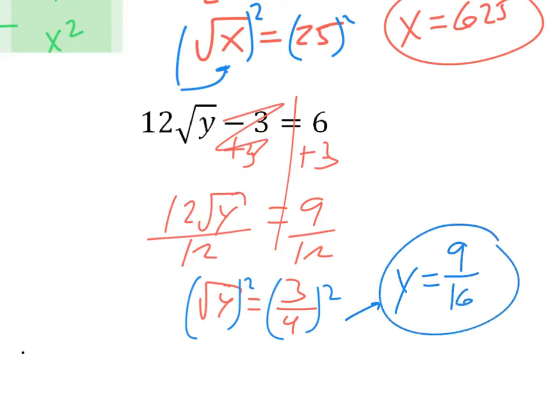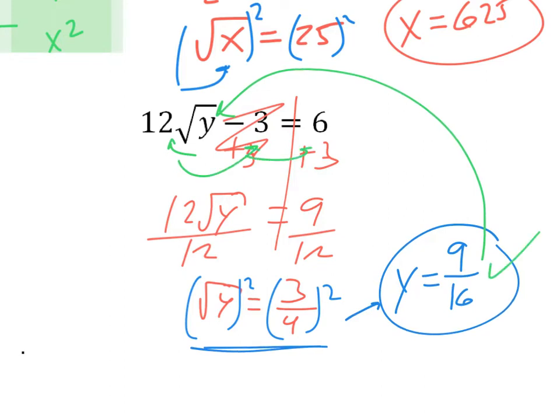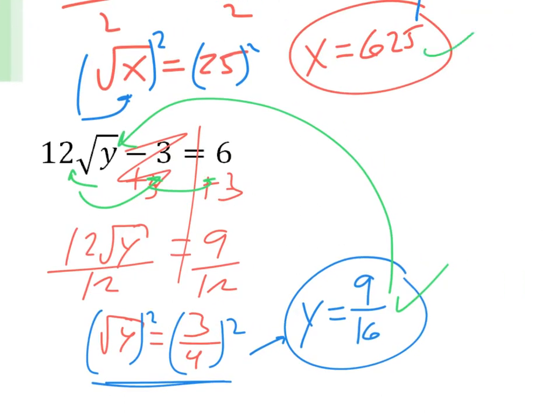Especially with this, as we talked about with the top one, we should recheck it to make sure it actually works in the problem. If I take the square root of 9/16, I'll get 3/4. 3/4 times 12 will give me 9. 9 minus 3 gives me 6. So yes, this one does work as well, just like 625 did.